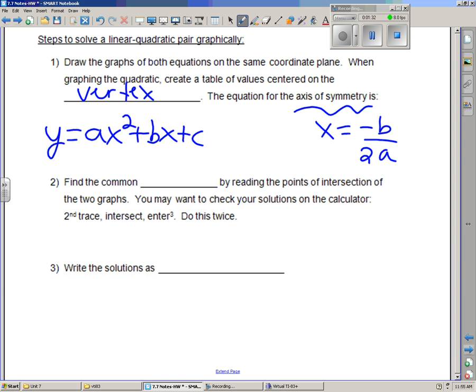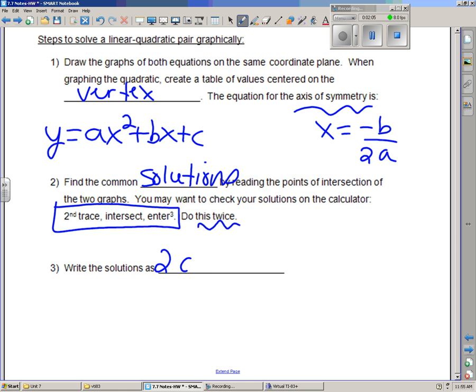Once you get the vertex, you can go right to the calculator. So after you graph your parabola using a table of values and you graph your line just using the regular line stuff, you are going to find the common solutions, the points of intersection of the 2 graphs. You might want to check your solutions on the calculator because these won't be as easy to read, because the parabolas are not going to be perfect, but the lines should be. You will have to do second trace, intersect, enter, enter, enter, and you need to do this twice to get the 2 different points. Your solutions are going to be written as 2 separate ordered pairs.